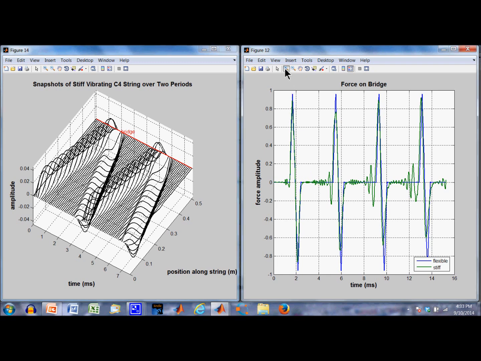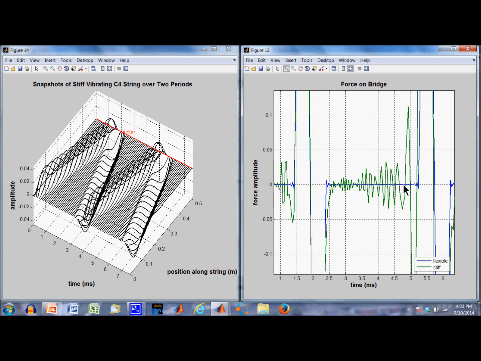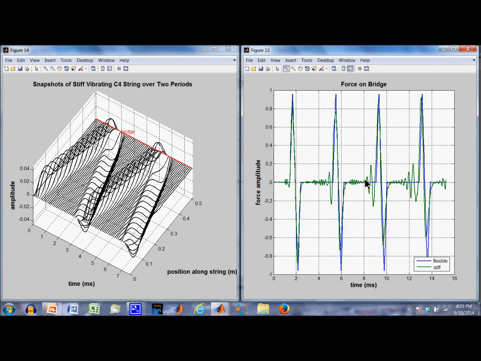You can see that for the blue trace, which is the flexible string, it is relatively flat because there's not many undulations at the bridge during these periods right in here. But there are for the stiff string because these little underdamped characteristics are starting to happen. And you see they start to happen more and more as time progresses.